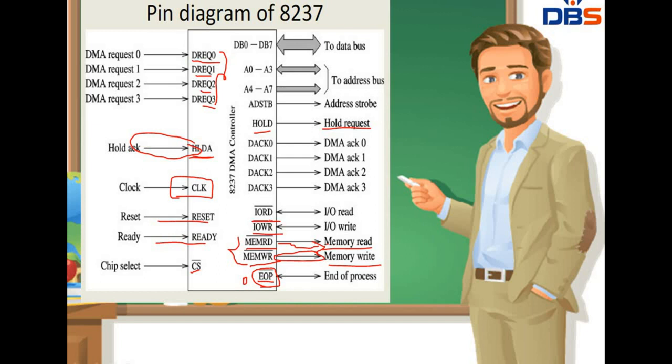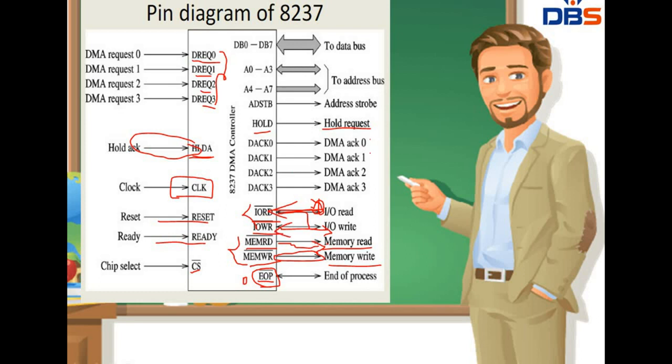IO write and IO read are both active low signals. That means it is bidirectional. That means if we are going to read or write the data, we are sending the data to the master or we are receiving data from the master. That's why it is bidirectional. Here in the write pin also, we are writing to the IO device or we are writing from the memory.